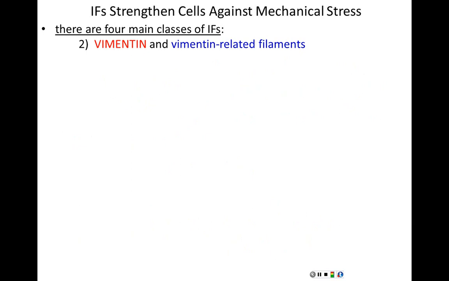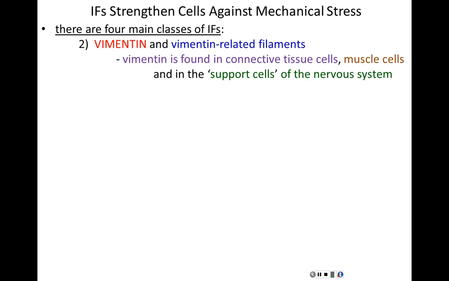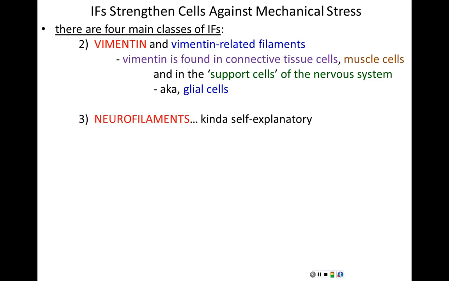All right, so the second class of intermediate filaments, the vimentins. The vimentins and their related intermediate filaments that are simply called vimentin-related filaments are found in connective tissue. So things like cartilage and the pericardium tissues of our torso, of our central cavity. They're also found in the glial cells, the support cells of the nervous system. In all connective tissues that are involved in tissue-to-tissue or organ-to-organ connections, we find the vimentins. They are extremely durable and allow a great deal of stretchiness, a great deal of tolerance to mechanical stress.